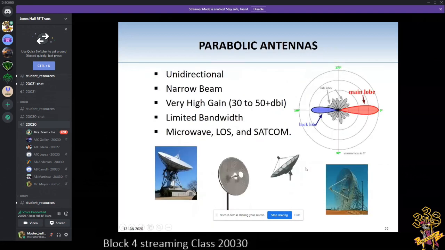Now, your dish antenna is going to be unidirectional. This is your direction of transmission here, but it's also going to have a strong back lobe, because remember that feed device is feeding your signal right into the center of that dish. Okay, so you're going to have a strong back lobe, which for safety reasons, you're going to have to be aware of so that you stay out of that danger zone.